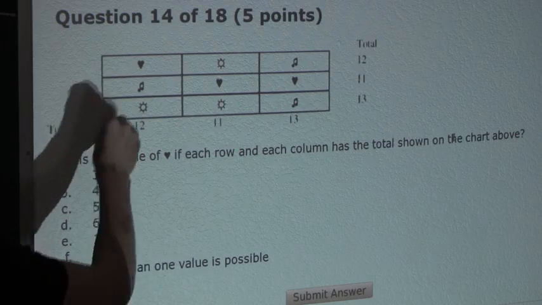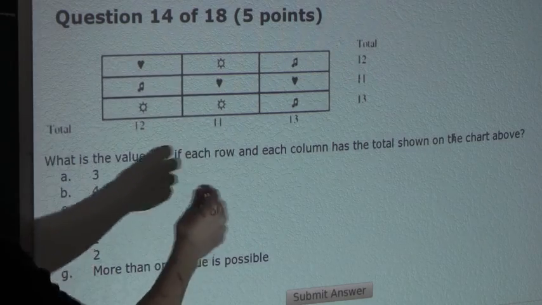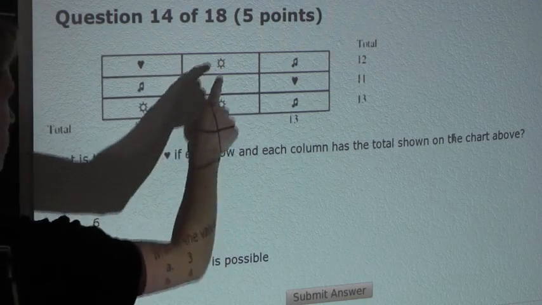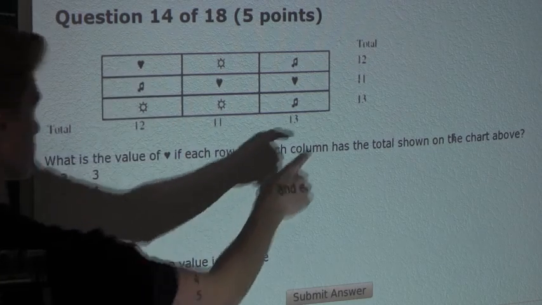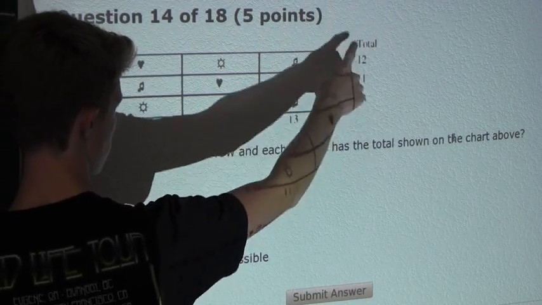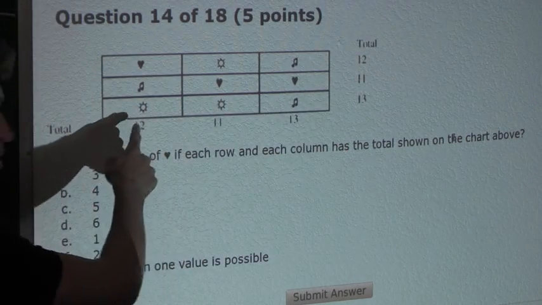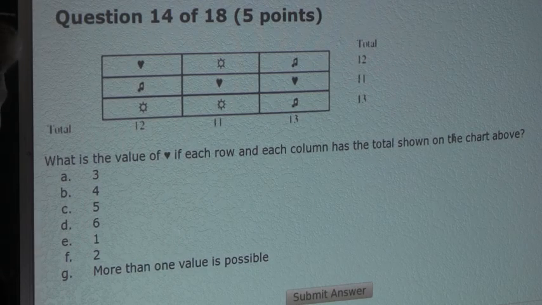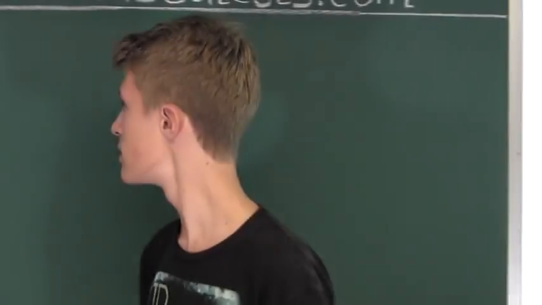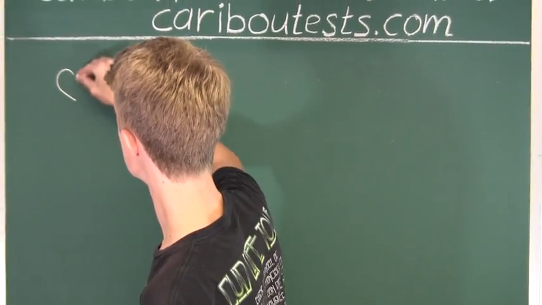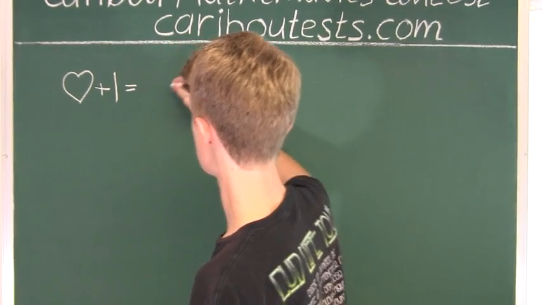Alright, now for example, let's look at row 1 and row 3. We can see that the similarities are they both have a pair of music notes and they both have a sun. The only difference is here's a sun and here's a pair of music notes, and the difference in the sums is just 1. And since the sum of this row is 1 greater, we know that the sun must be 1 greater than the heart. Therefore, we will rewrite the sun in terms of the heart. So we have the heart plus 1 is equal to the sun.